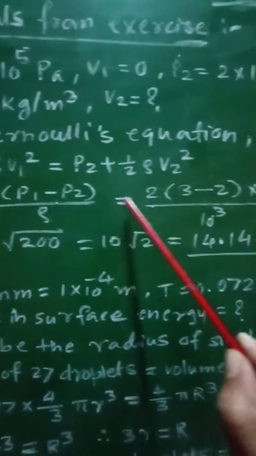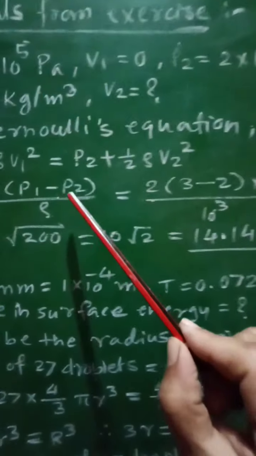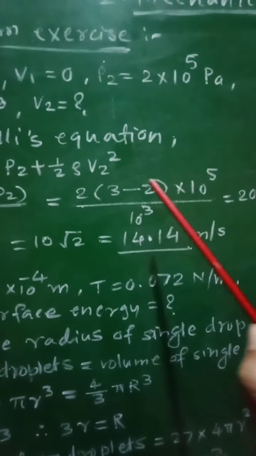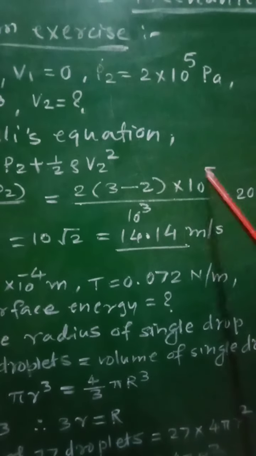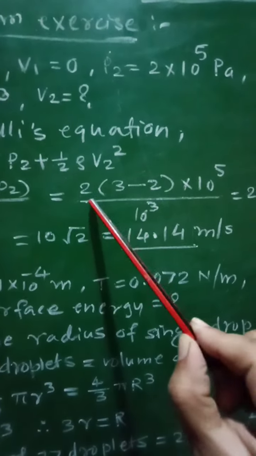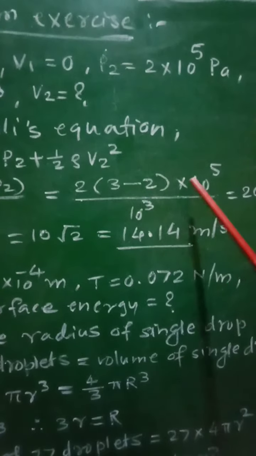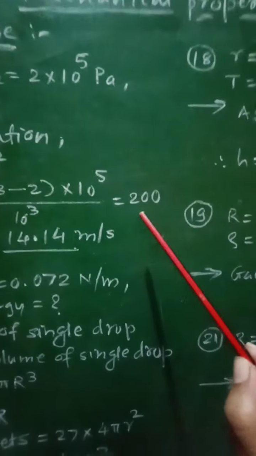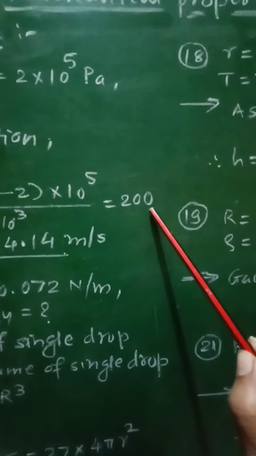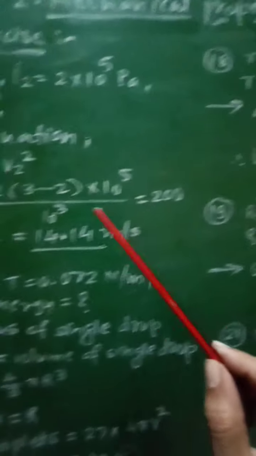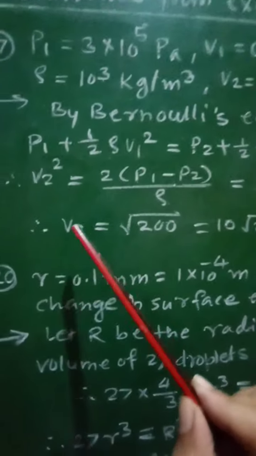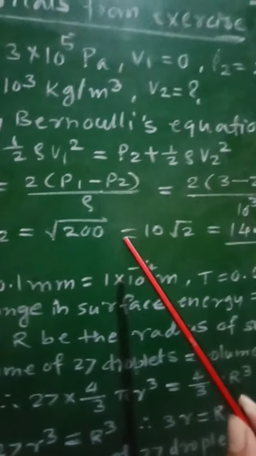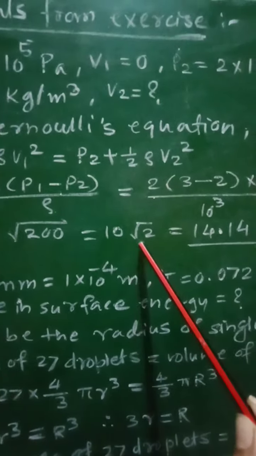Here P1 is 3 into 10 raised to 5, then P2 is 2 into 10 raised to 5. So from this 10 raised to 5 is taken common, and therefore we will get 2 into (3 minus 2) into 10 raised to 5 upon 10 raised to 3. Its answer comes out to be 200. Then this is the value of V2 square. Therefore V2 will be equal to square root of 200, that will be equal to 10 root 2.